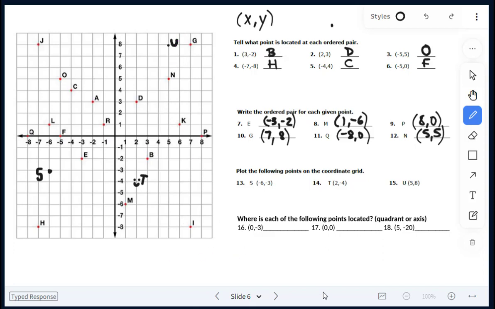Okay, the last question here is asking where is each of the following points located. So here you have to give me the location. So give me the quadrant. If it's not on a quadrant, then you would give me the axis, if it's on the x or y axis. So for example, we have 0, negative 3. What would be the location of that? So 0, negative 3, that would be on the y-axis.